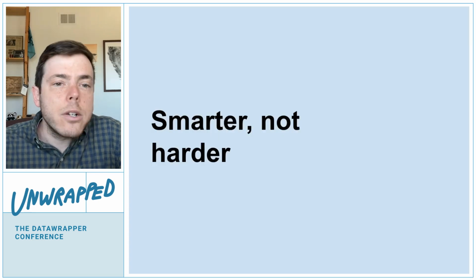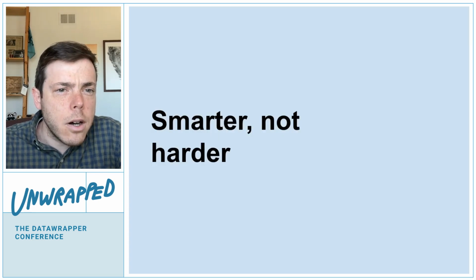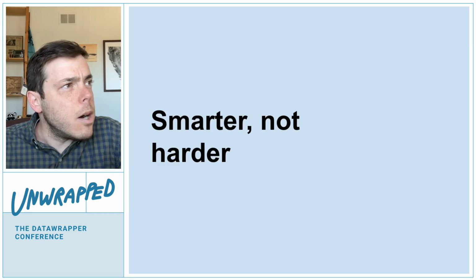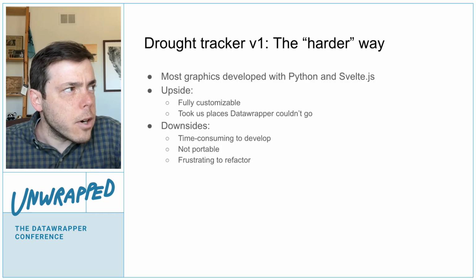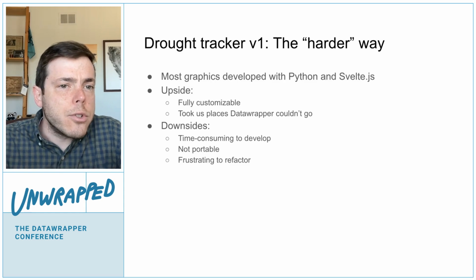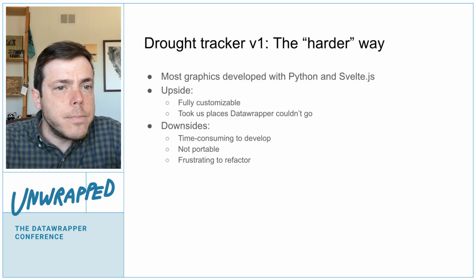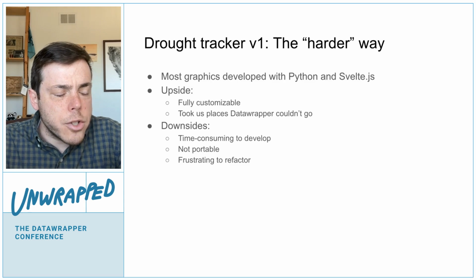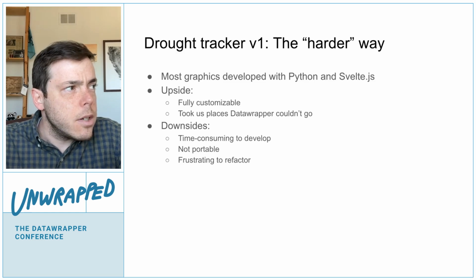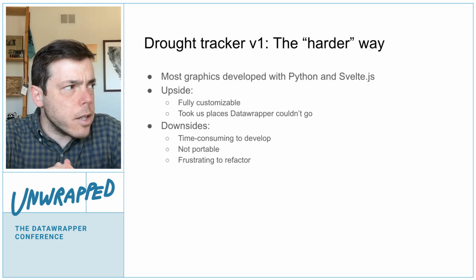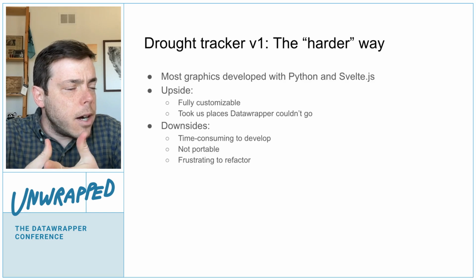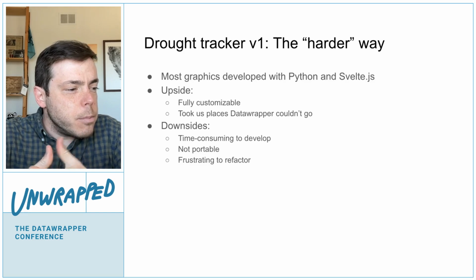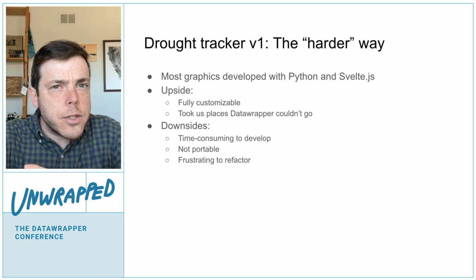So, smarter, not harder. This is something that one of my colleagues, Iris Lee, said to me one time, and I'm trying to take it to heart. Our first version of the drought tracker had a lot of Svelte JS graphics. It was designed at a different time. I'll talk about that later maybe. But we had some bar charts showing reservoir trackers.